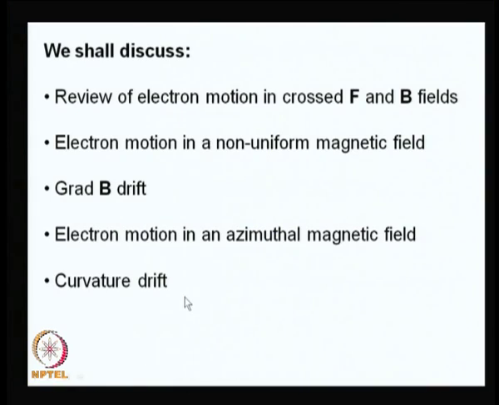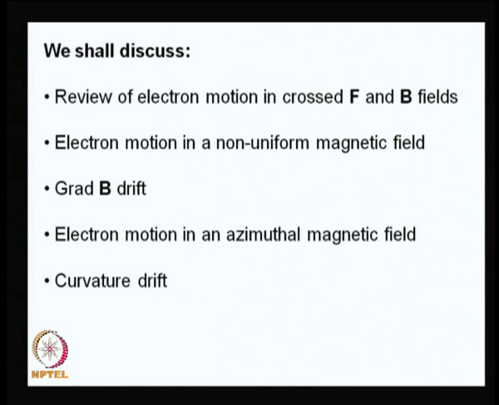In this lecture, we will continue discussing the electron and ion motion in a magnetic field. But today we will permit the magnetic field to be inhomogeneous and curved. We shall discuss the electron motion in crossed F and B fields that we were talking about in the last lecture.